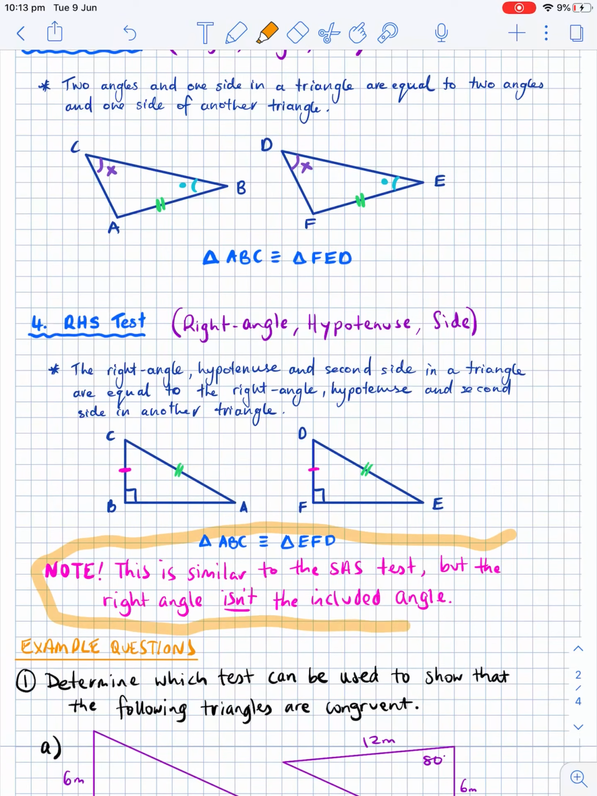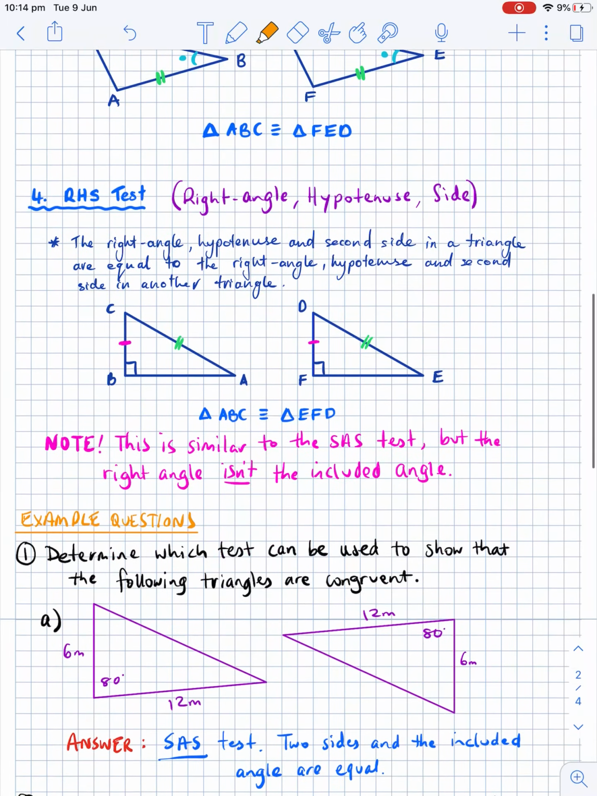A really big note with this test is that this is very similar to the side angle side test, because you're dealing with 2 sides and an angle. However, notice that the right angle is not the included angle. So this angle is not between these 2 side lengths. That's the difference between the RHS test and the SAS test. These triangles can be congruent if the angle is not the included angle, but obviously that angle has to be a right angle.